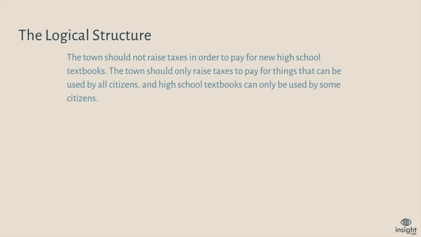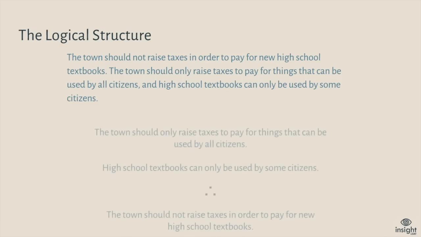But let's take a look at a fairly simple example. The town should not raise taxes in order to pay for new high school textbooks. The town should only raise taxes to pay for things that can be used by all citizens, and high school textbooks can only be used by some citizens. Let's take a look at the logical structure of this paragraph. It's in a different order than the regular structure of the paragraph.